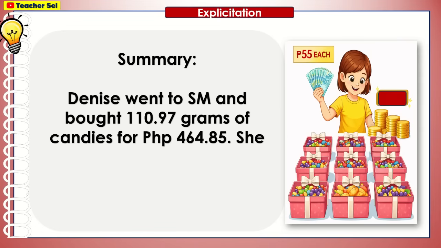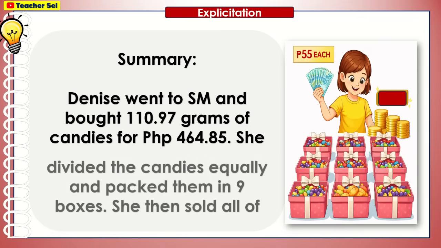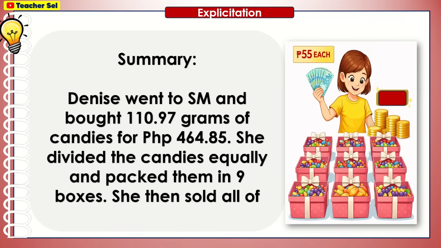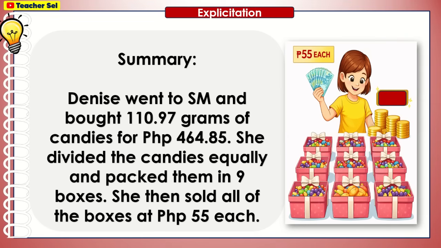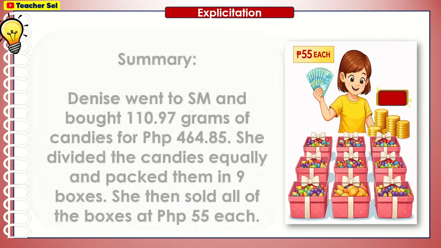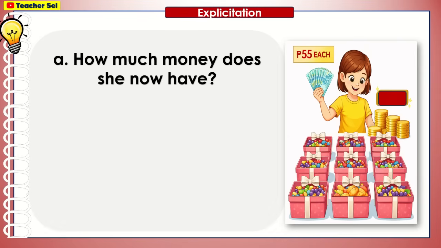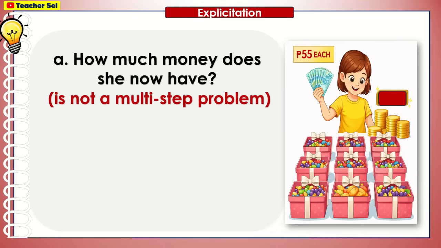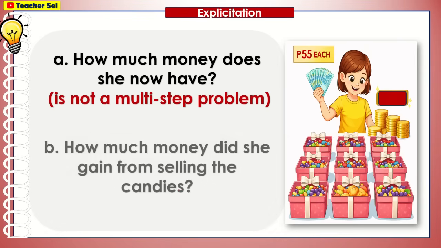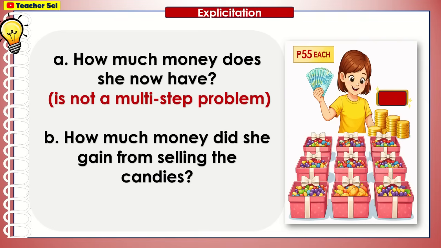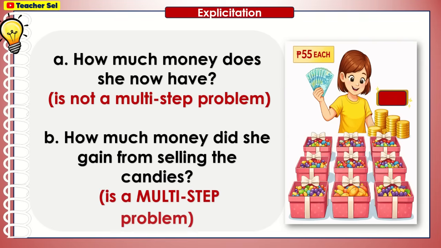Denise went to SM and bought 110.97 grams of candies for 464 pesos and 85 centavos. She divided the candies equally and packed them in 9 boxes. She then sold all of the boxes at 55 pesos each. How much money does she now have? Is not a multi-step problem. How much money did she gain from selling the candies? Is a multi-step problem.